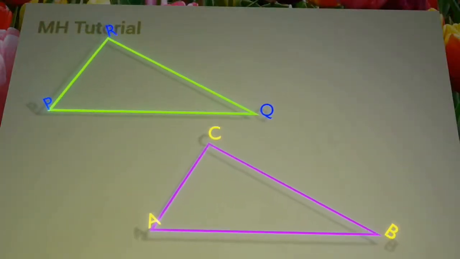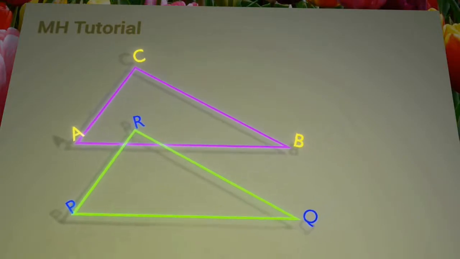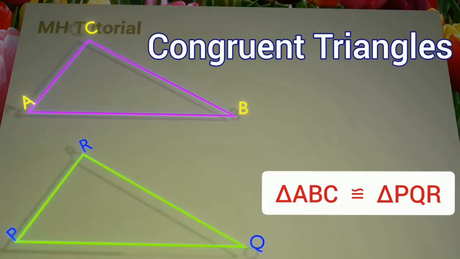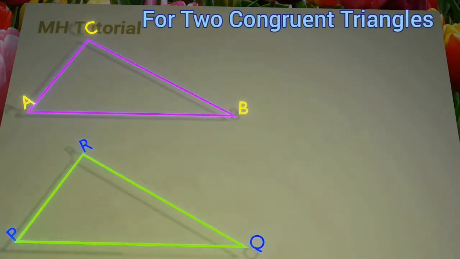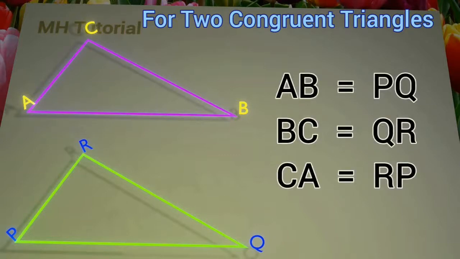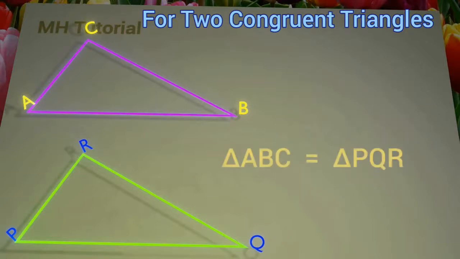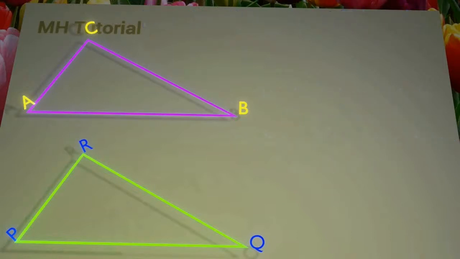If the measures of the corresponding angles of two triangles are equal, and the lengths of the corresponding sides are also equal, then we call those two triangles congruent triangles. If two triangles are congruent, their corresponding angles are equal, corresponding sides are equal, their areas are equal. Also, radii of circumcircles, radii of incircles, position of center of mass, etc. are all equal. Only their names are different. Everything else is equal.